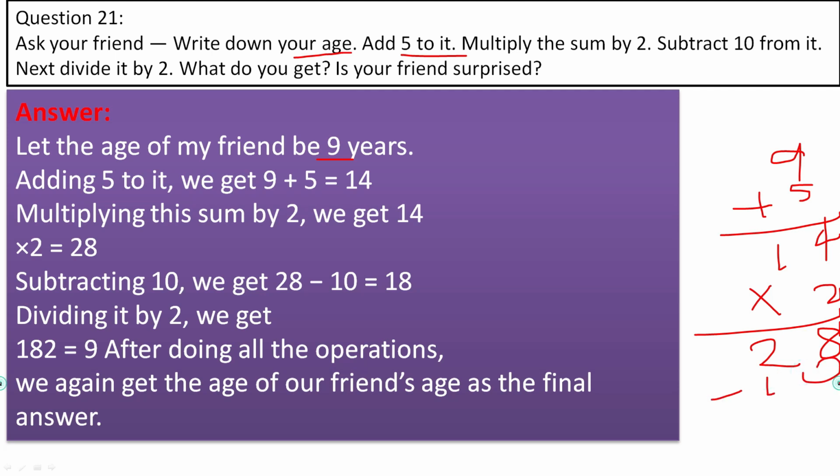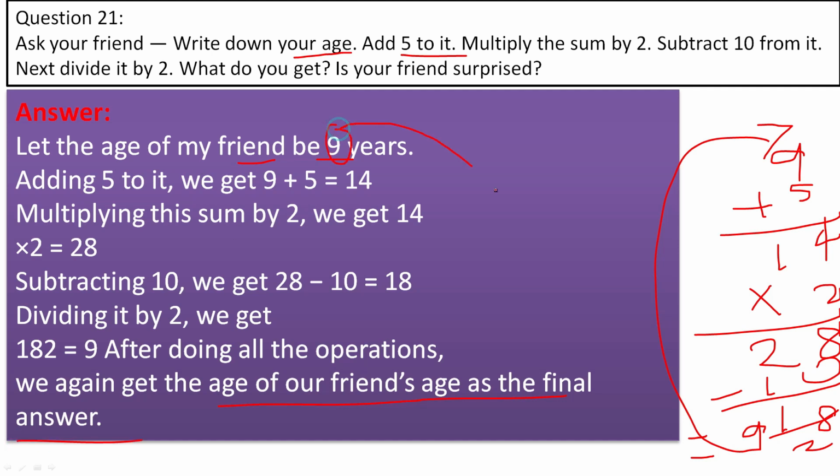So what is the answer? 18. Then what do we have to do? Divide by 2. So 18 divided by 2, the answer is 9. So the 9 we are getting in the final stage is our friend's age. We again get our friend's age as the final answer. Where we started with 9, in the end also we are getting 9 only. So this is another pattern.